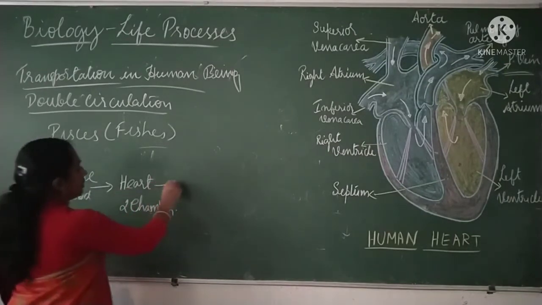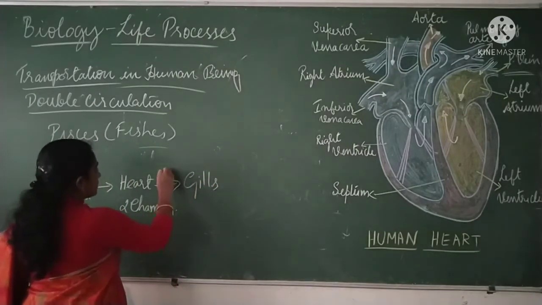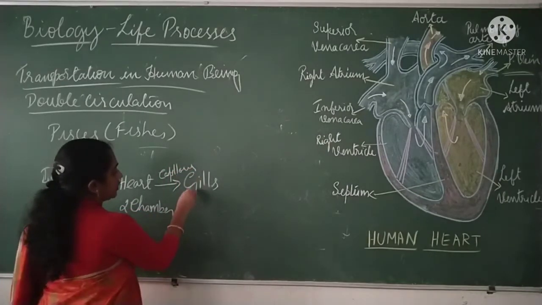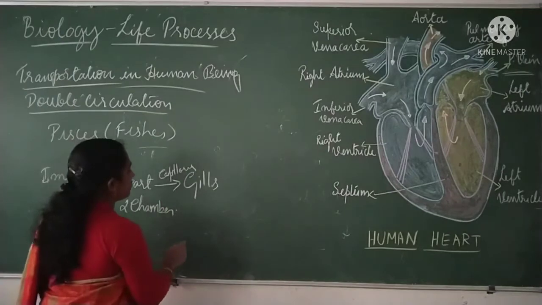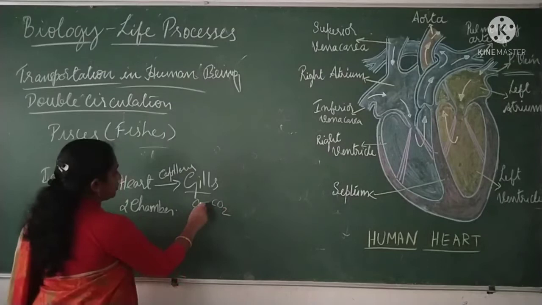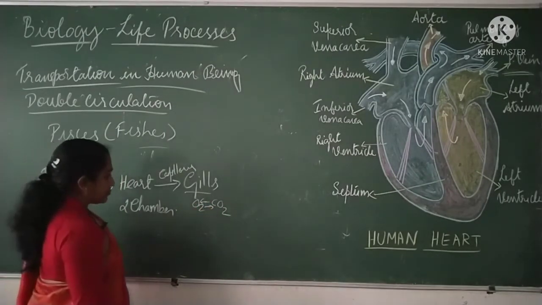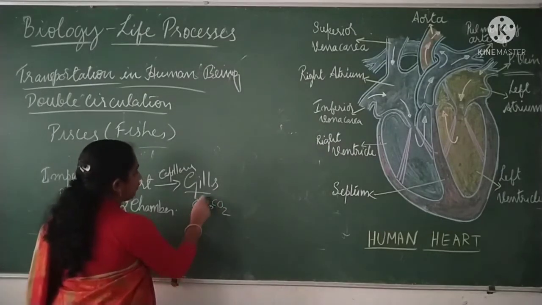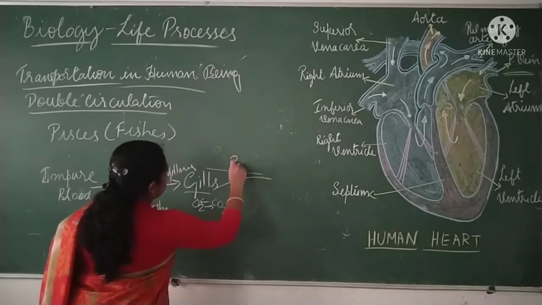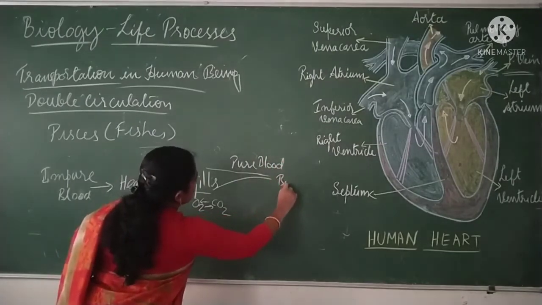From the heart the blood is then taken to the gills with the help of capillaries. What happens in the gills? The blood is purified, that is, exchange of oxygen and carbon dioxide takes place. Oxygen is taken in and carbon dioxide is given out of the blood. Then this purified blood, pure blood, directly reaches the body parts.